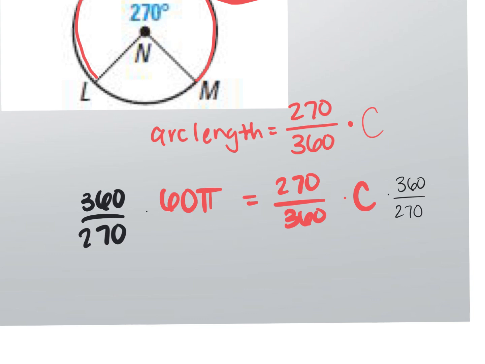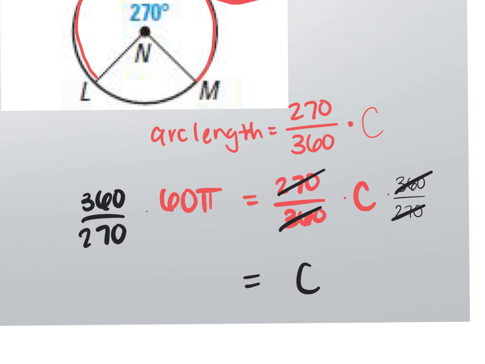Guys, what was the significance? Why is this so important that we multiply by the reciprocal? German? Perfect. It all cancels out. The 270s will cancel out. The 360s will cancel out. Now I just have C. I know what my circumference is as long as I multiply it. Guys, we still need our answer in terms of pi. Do you guys agree? So am I going to plug that pi into my calculator?